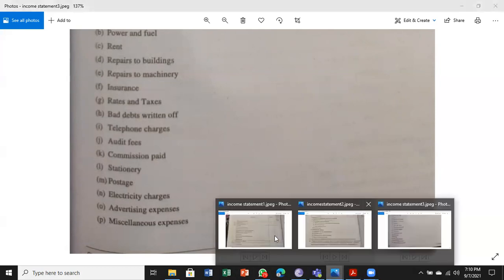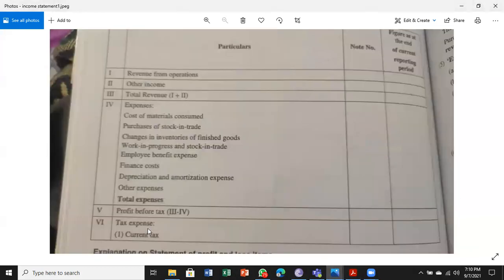Next will be tax. Tax may or may not be given in the problem. If tax is given, we go for less tax. Otherwise, we end at profit before tax. So this is the format, an explanation for whatever is there in the income statement.